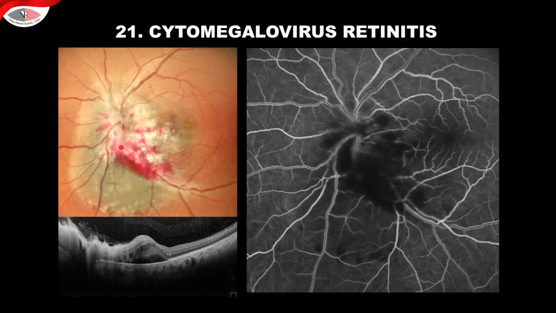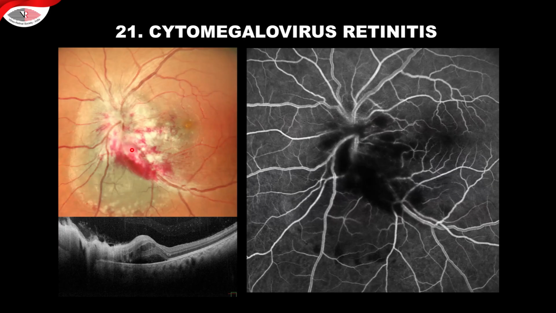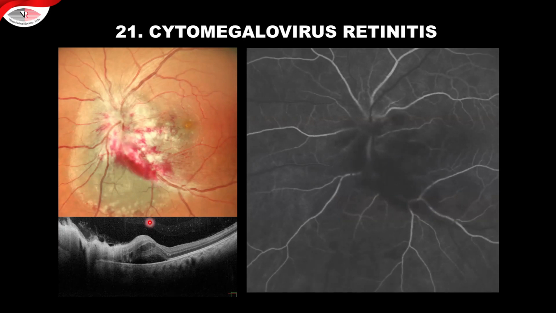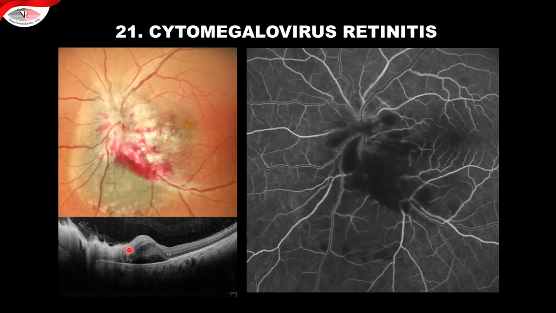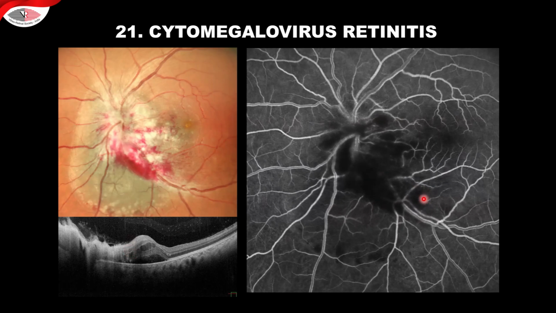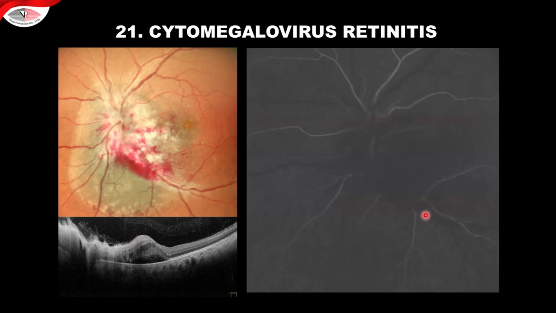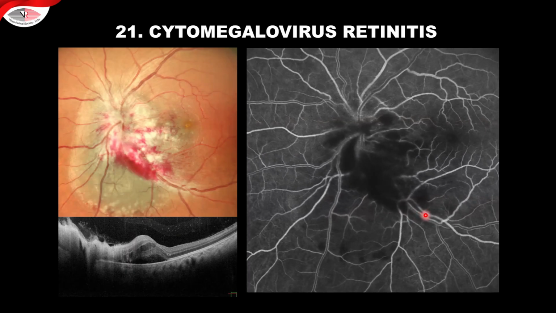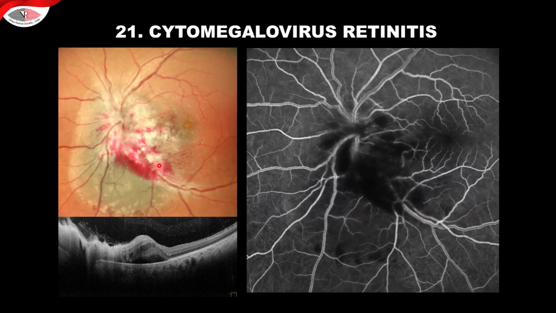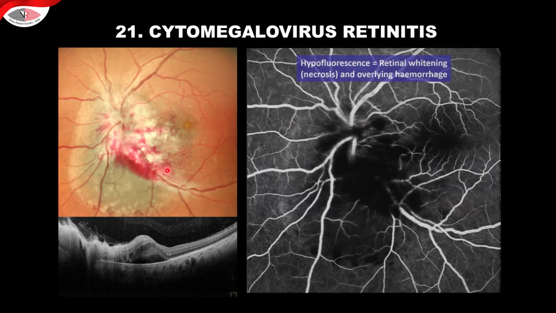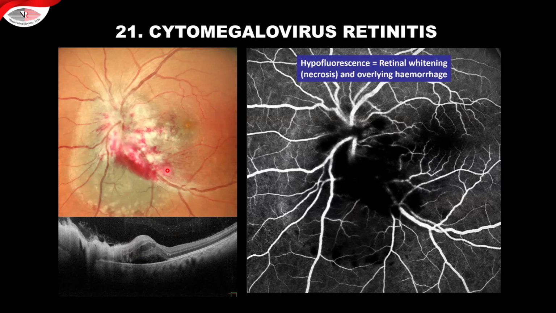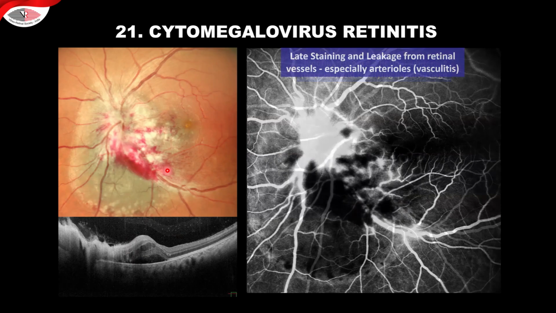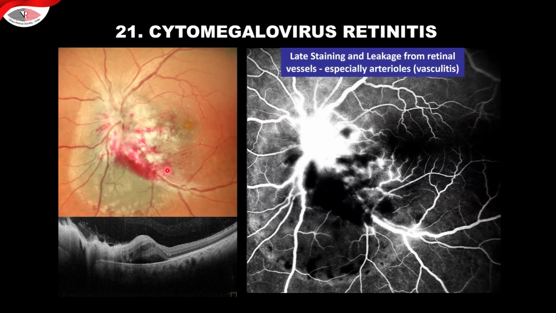You see the pizza ketchup-like appearance. You see inflammation going from the disc along with the vessels. You see the OCT changes with sensory retina being affected. And the fluorescein, of course, will show you partly masking and no specific lesion related to it, but you are correlating the features of what you see clinically in this hypofluorescence with the retinal whitening, necrosis, and an overlying hemorrhage which is there. The late staining takes place with the hot disc because of the inflammation and leakage from the retinal vessels.